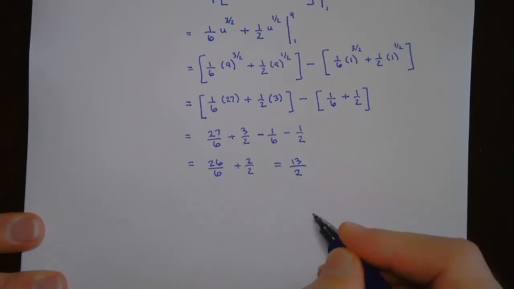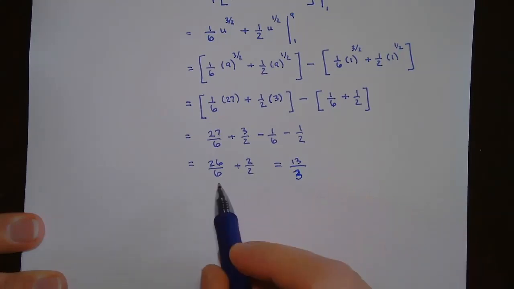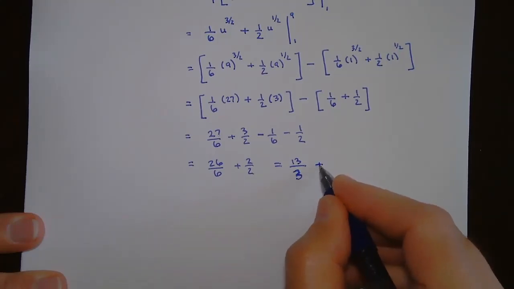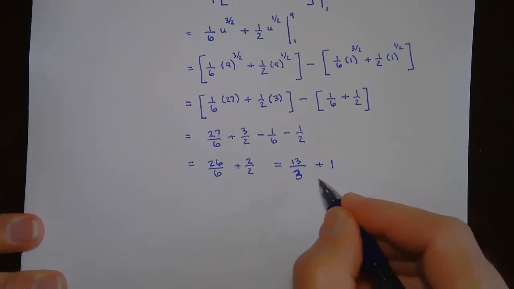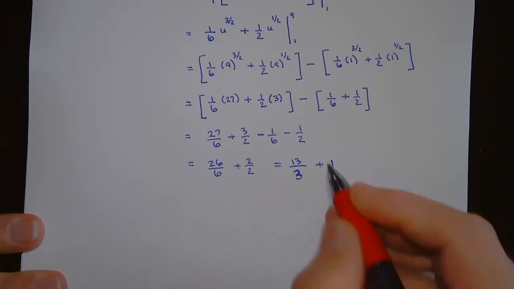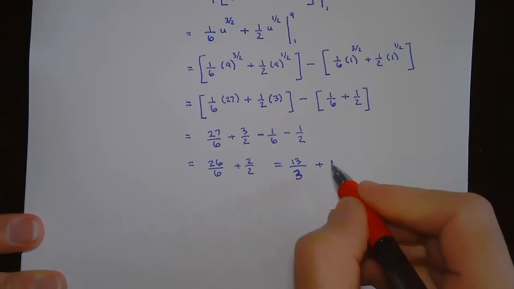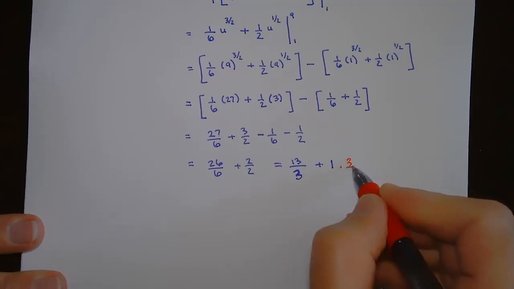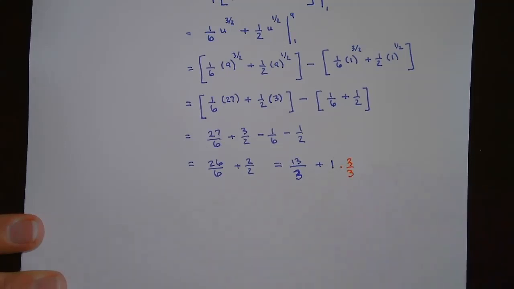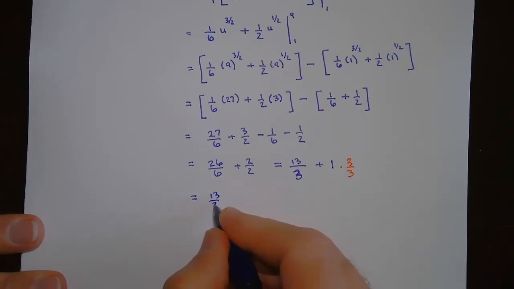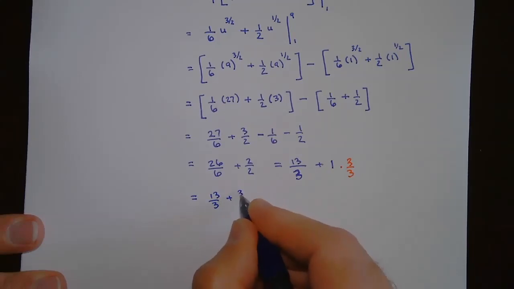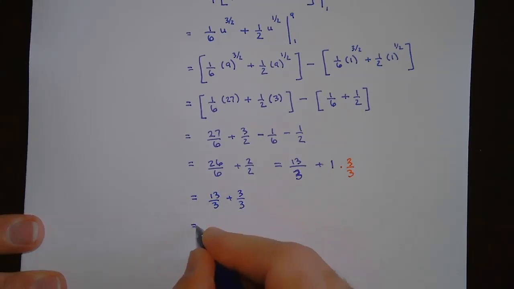Yeah, no, 3. 13/3, and then plus, and this would be 1, right? Because 2/2 is 1. And now to get a common denominator, I'm going to need to multiply this by 3/3, or I'll go ahead and show it, 3/3. So this winds up being equivalent to 13/3 plus 3/3, which winds up being 16/3. And that's the exact answer to this, okay?